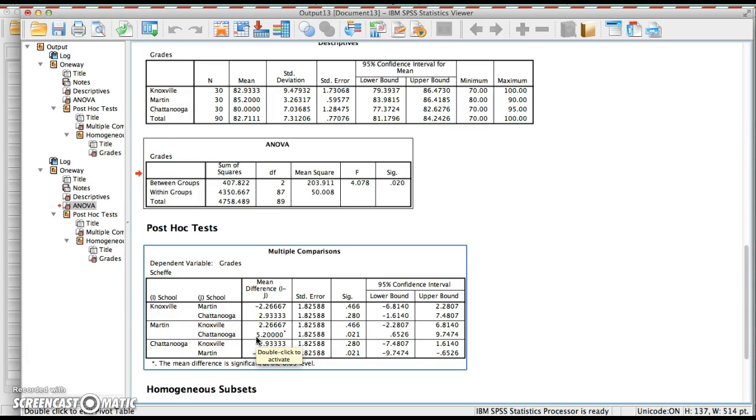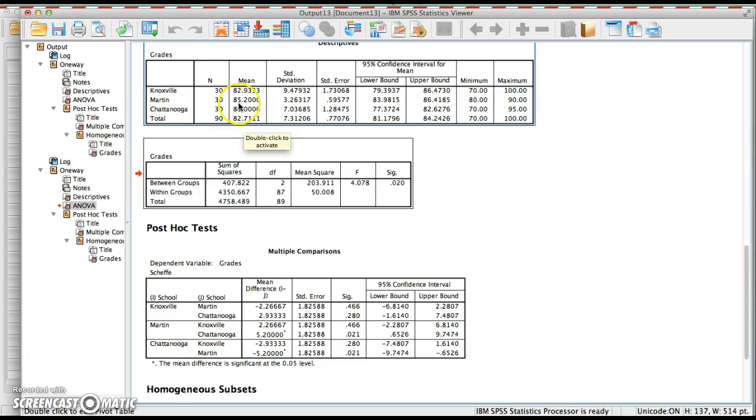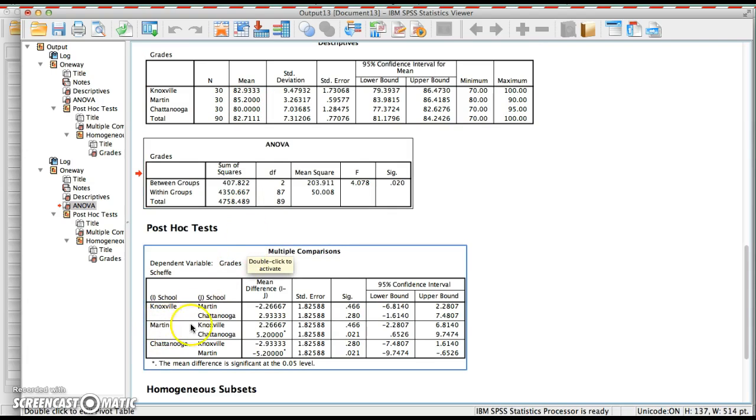It's a difference of 5.20, right? So 85.2 versus 80.0. The difference between Martin and Knoxville, or Knoxville and Martin, even though there is a difference, it's not significant. And what you see here is the significance reported, 0.021. That's less than 0.05. Okay? Same thing, Knoxville and Chattanooga, that's not significant either. So the only difference we have is between Martin and Chattanooga, where Martin has significantly higher scores than Chattanooga.